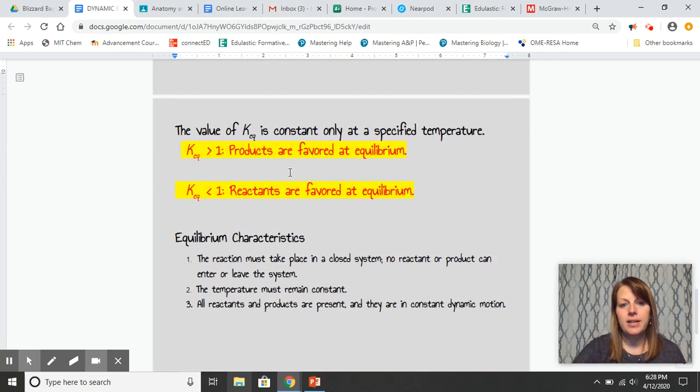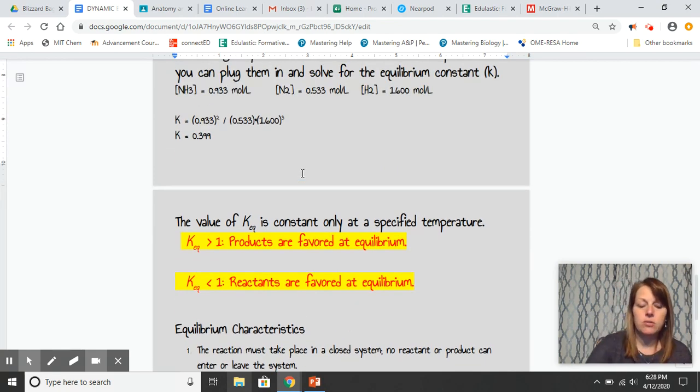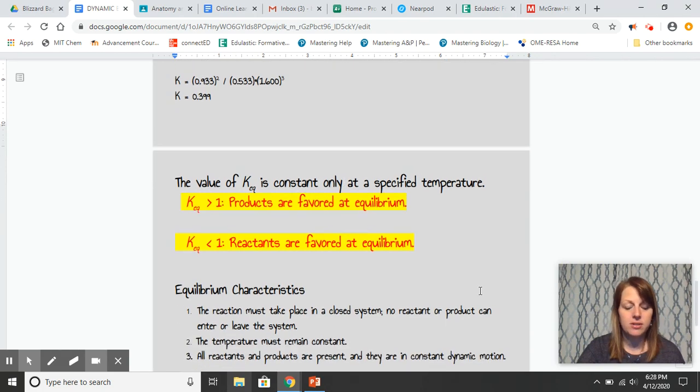This is the end of it. Depending on what that K ends up being, so right up here, K was 0.399. It's less than 1. So if your equilibrium constant is less than 1, then the reactants are going to be favored at equilibrium. So while they're at an equal rate, we're going to have reactants wanting to be made a lot more. So the value of K is constant only at a specified temperature. Just a little trivia there for you.